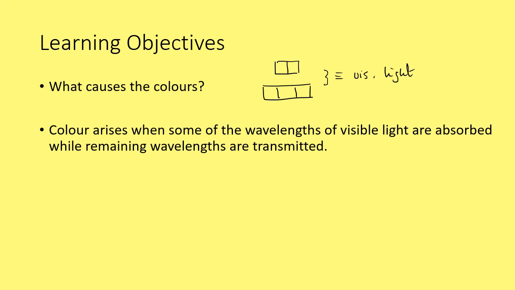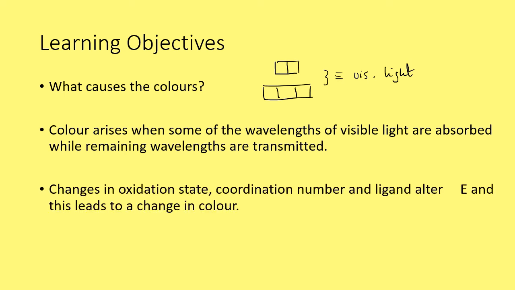Right, so that determines the colour, and also identifies the transition metal. And lastly, we've looked at the 3 factors that change the colour, that being oxidation state, coordination number, and ligand. They alter the energy gap and therefore the colour. Hopefully that's been clear.